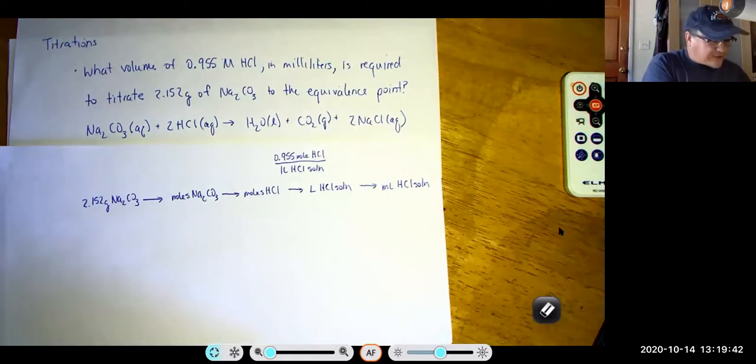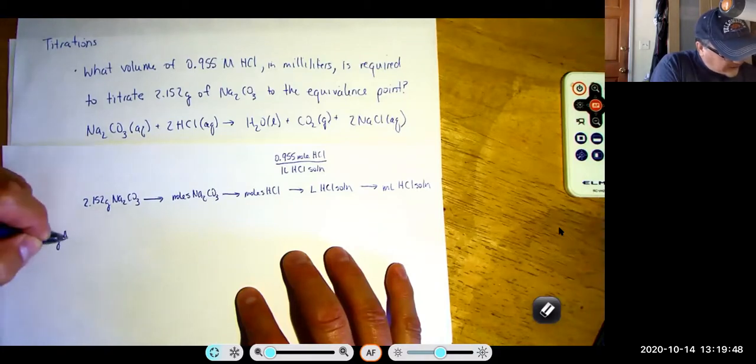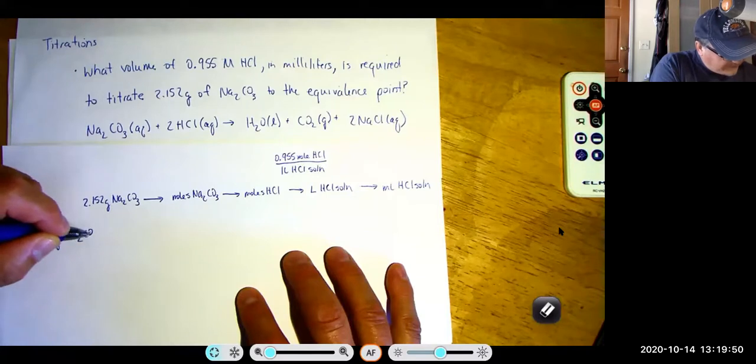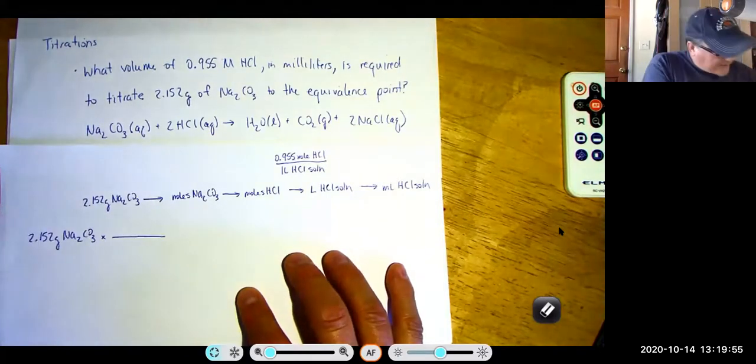Okay, so now let's write out the solution. 2.152 grams of sodium carbonate times, and I remember this is 105.99.